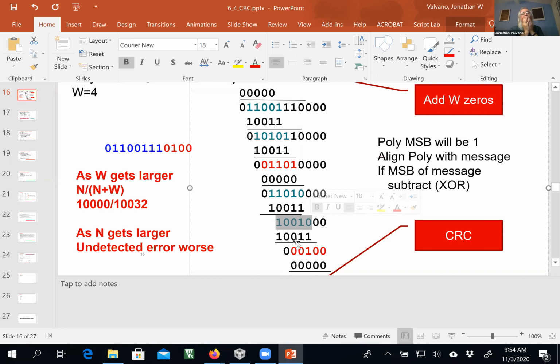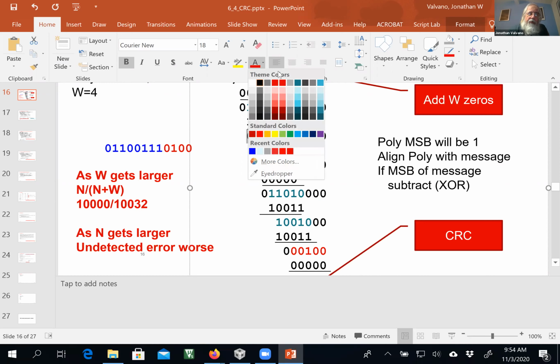Yes. In order to decide whether or not to subtract, since I know the polynomial will have a 1 in the most significant bit, all I have to do is look at the most significant bit of wherever I've aligned it. If the most significant bit of my dividend has a 1 in it, I'm going to subtract the polynomial. Here's another thought. Whenever I subtract, I need another color, purple.